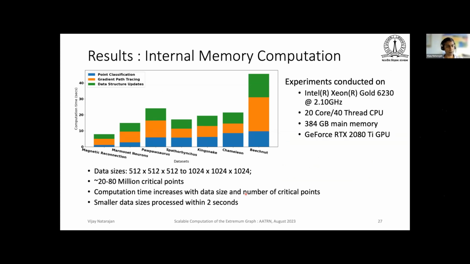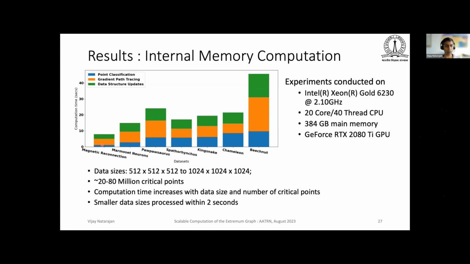So we get good runtimes for large data sizes. I begin by talking about the internal memory computation. I begin with data sizes which are already 512 cubed and going up to 1024 cubed. All these fit in memory. That's about 1 billion vertices. And the number of critical points here is on the order of 20 to 80 million in all these data sets. These are all 3-dimensional scalar fields. And the computation time, as you can see, goes from about 10 seconds or so up to 40 seconds.